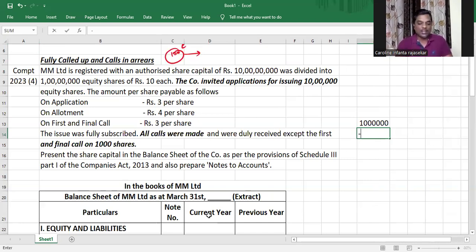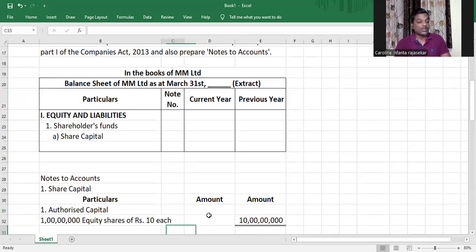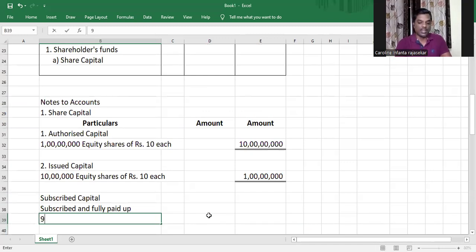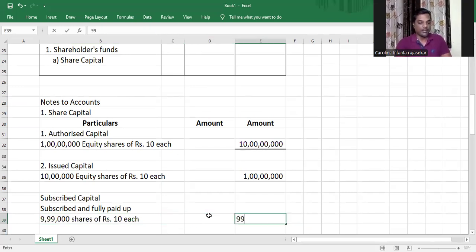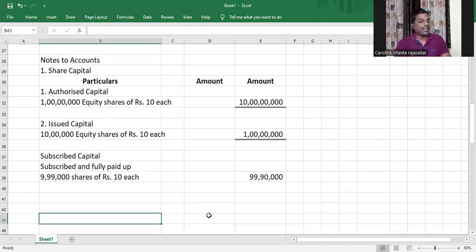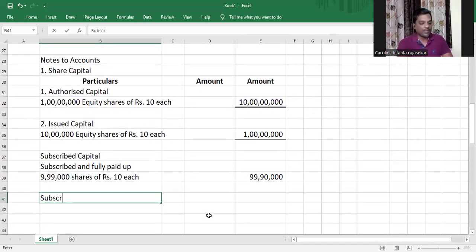Now, 10 lakh shares were there. Out of that, on 1000 shares, there are calls in arrears. So on the remaining shares, 9,99,000 shares, the amount has been fully paid up also. So I'll write that here. 9,99,000 shares of rupees 10 each have been fully paid up also. That will be 99,90,000.